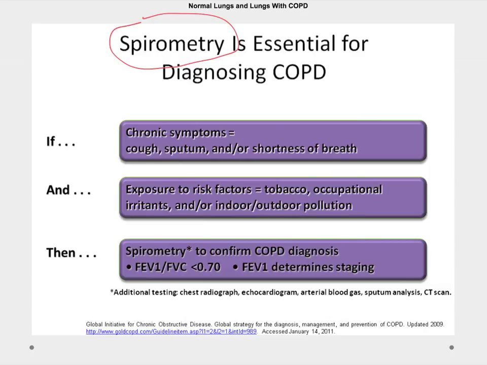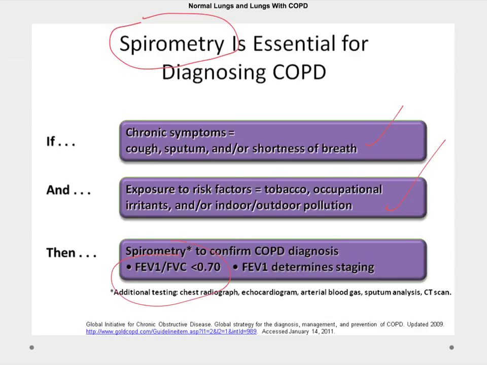So basically, if a patient presents with chronic symptoms, this chronic cough, chronic productive cough, and shortness of breath, check. Okay, you could possibly have COPD. And then we ask them, do you smoke? Are you in an occupation that exposes you to an irritant? Check. Maybe they are a smoker. Okay. Now we're going to send you to do spirometry to confirm the diagnosis of COPD.